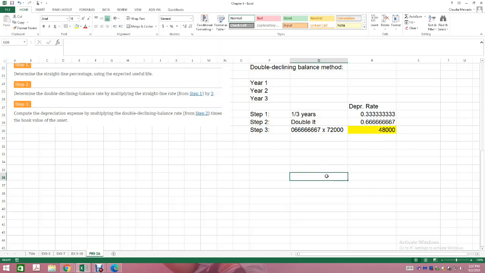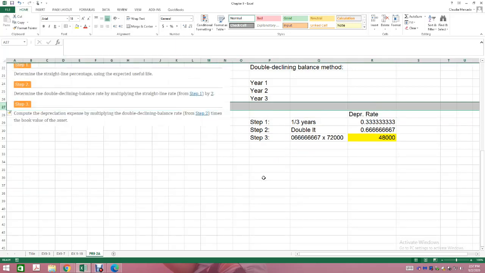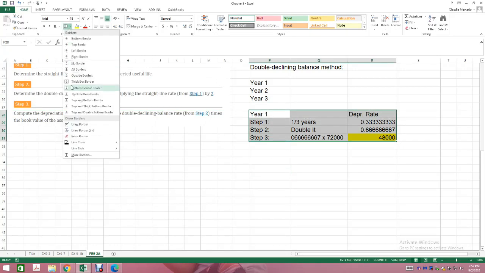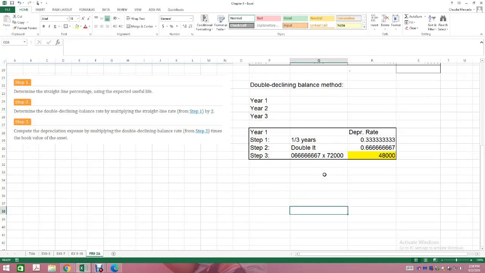So that is what happened on year 1. Year 1, we are going to depreciate $48,000. Let me put here year 1. That way we know. So this is how we calculated the amount of depreciation for year number 1, 48,000.